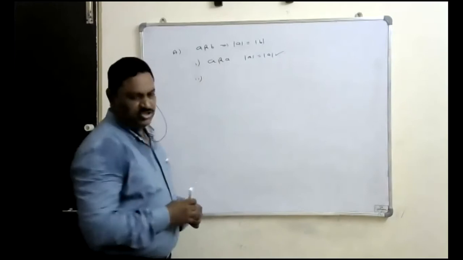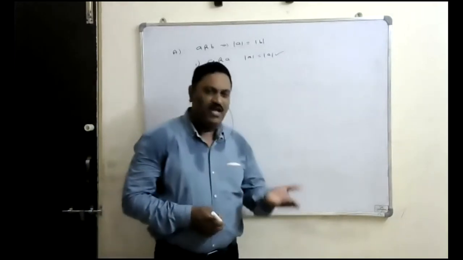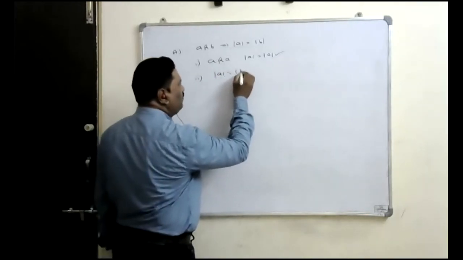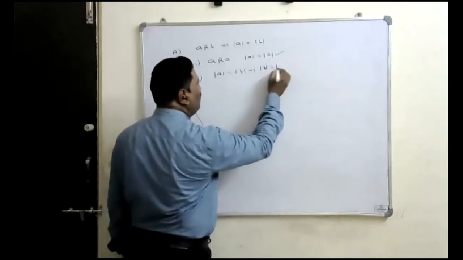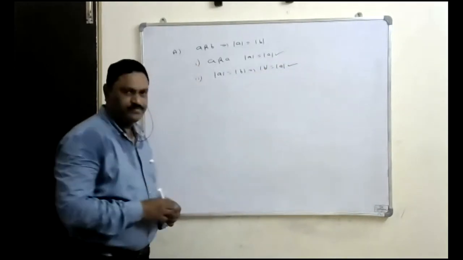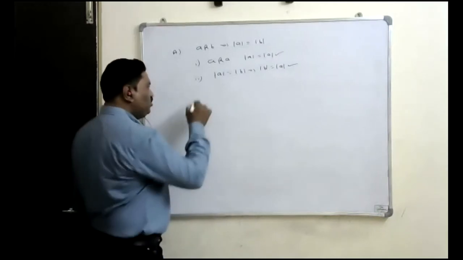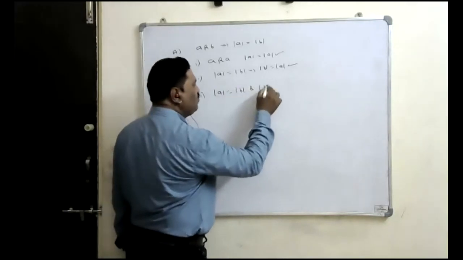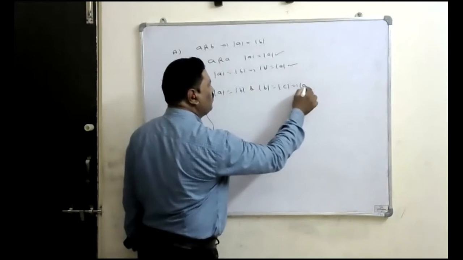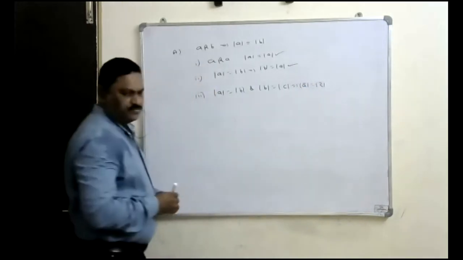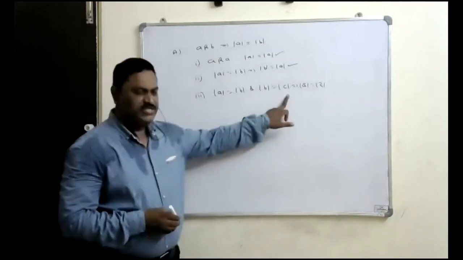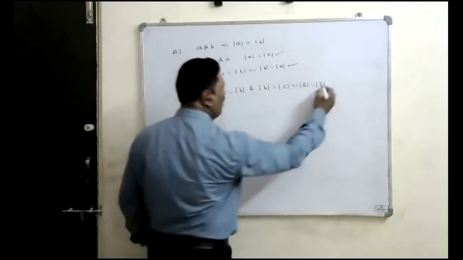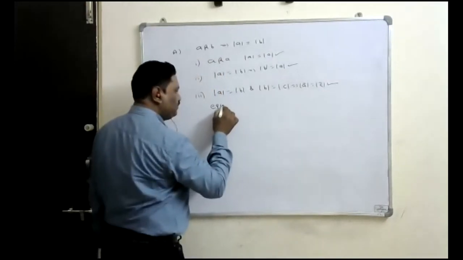Second, symmetric relation. Symmetric means if A is related to B, B also should be related to A. That is, if mod A is equal to mod B, then automatically mod B is also equal to mod A. That is correct. Third, transitive. If mod A is equal to mod B and mod B is equal to mod C, then automatically mod A is also equal to mod C. That's why it is transitive also.